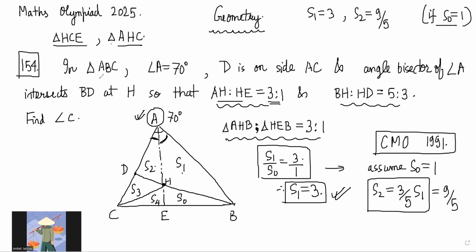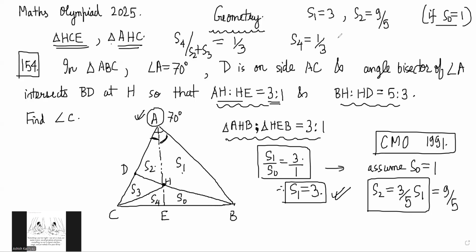Yes, sir. Ratio of areas of HCE, which is S4, S4 divided by, this one will be S2 plus S3, right? S4 by S2 plus S3 is going to be 1 by 3, or you can say S4 is equal to 1 by 3 of S2 plus S3, right? Do you understand what I'm saying? Yes, sir.